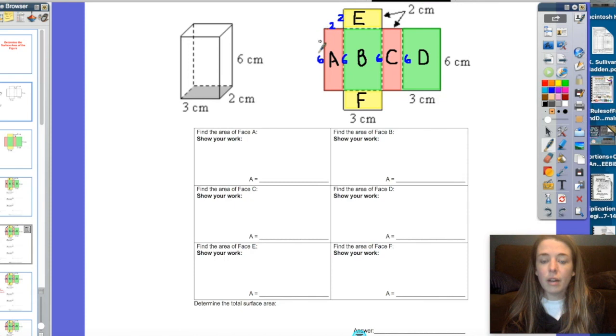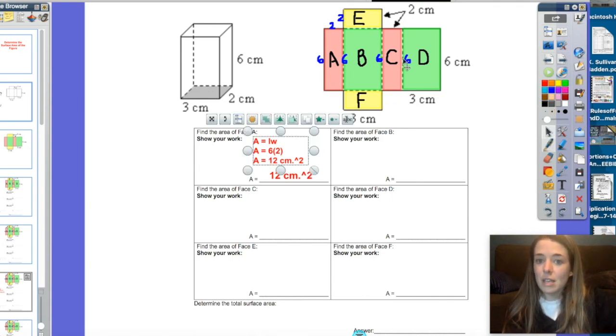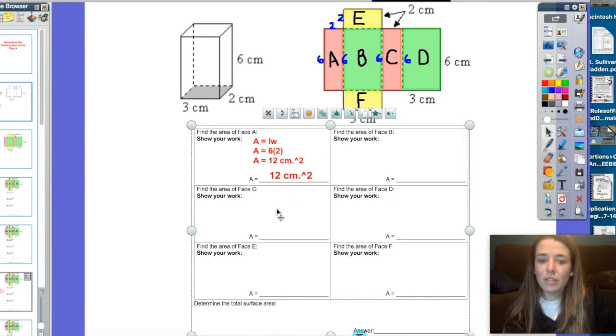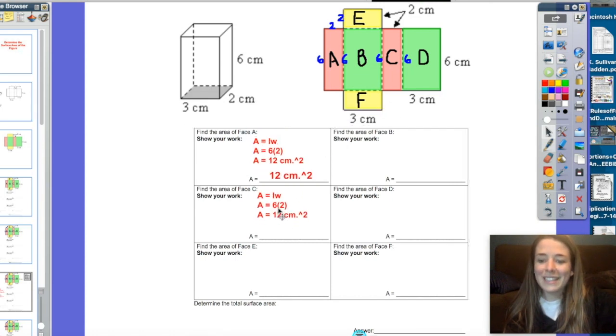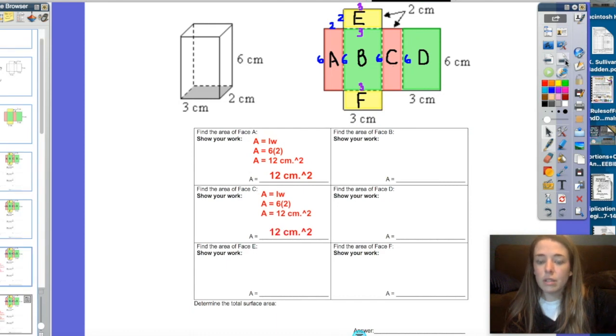So to find the area of A, I'm going to multiply 6 times 2. Here's my favorite part. Once I know A, I can also figure out C because they are equal. So all I have to do here is a little copy and paste, and I know that C is also equal to 12 centimeters squared. Now I'm going to move on to face B.